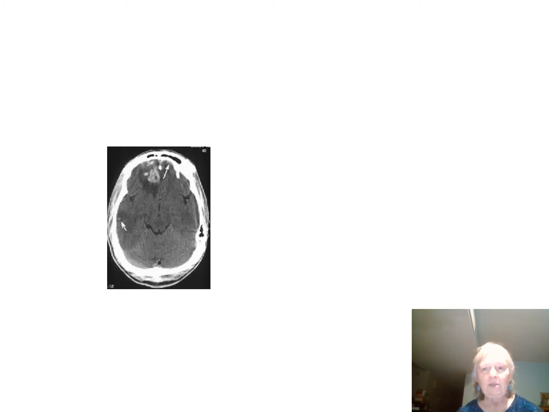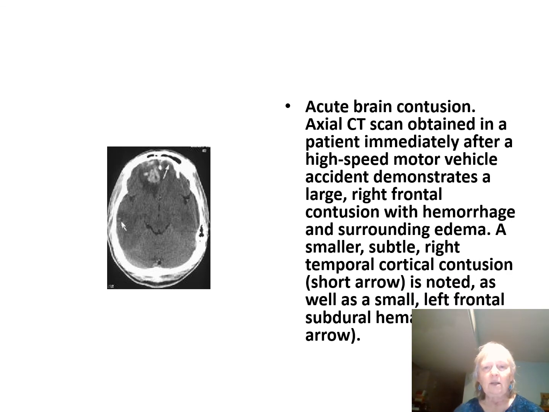And this is an interesting one. This is an acute brain contusion, and this is a person who had a high-speed motor vehicle accident, and they had some contusions up front. You can see the arrows as far as that goes.